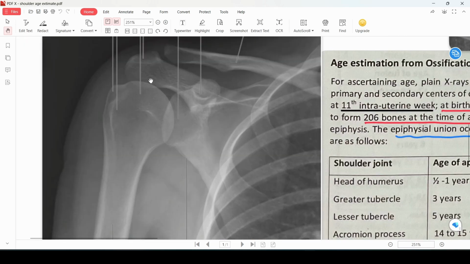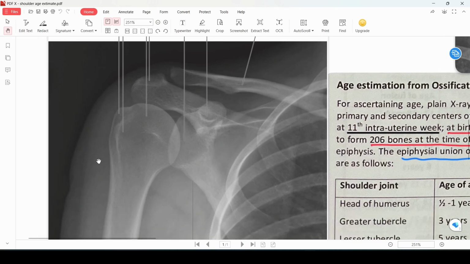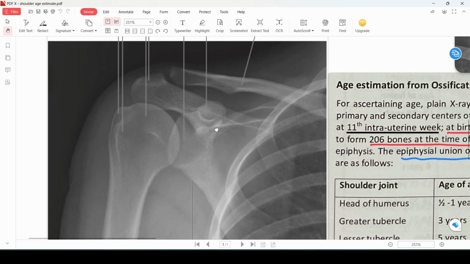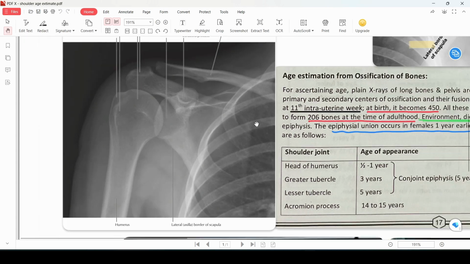So by looking at only this picture, this person is at least somewhere around or more than 17 or 18 years of age. Now see, the thing is, by looking at one picture we cannot exactly pinpoint, okay, this can be the age or this is the age. No, we cannot do that.